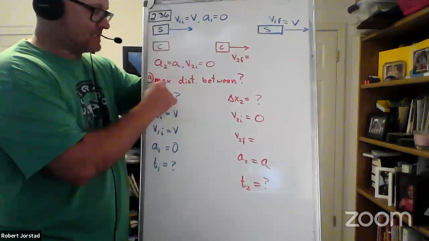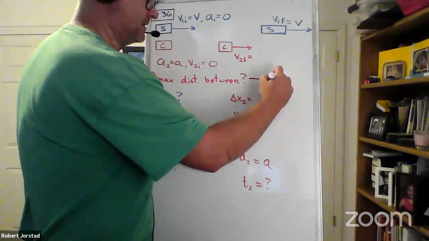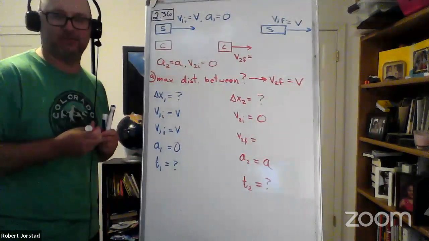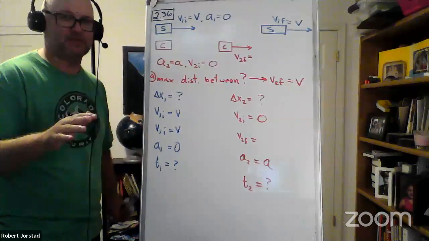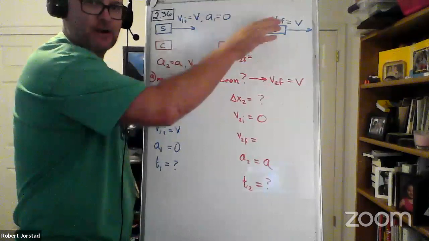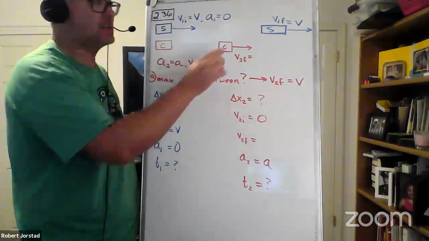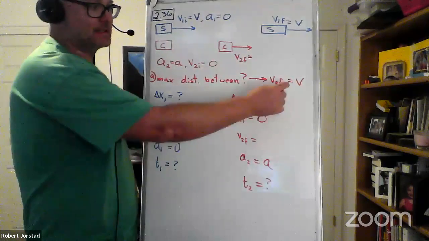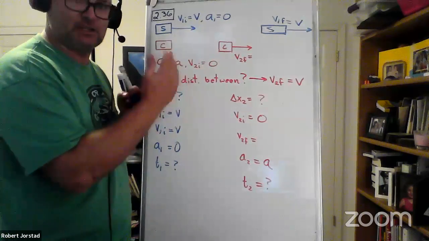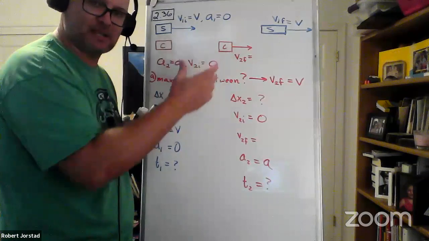The words maximum distance between tells us V2 final equals V. Now think about this. If you were going slower than V, the snail will get farther and farther ahead of you. If you were going faster than V, you'd be catching up to the snail. If you're going exactly the same speed as the snail, that happens to be the moment when you change from losing ground to gaining ground. That would be the instant when you have maximum separation.